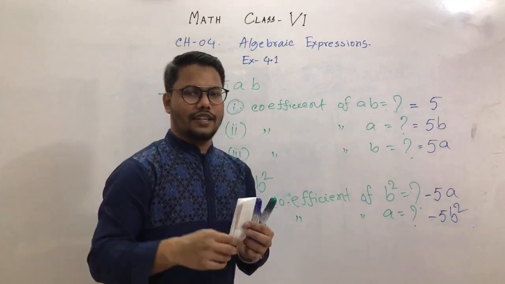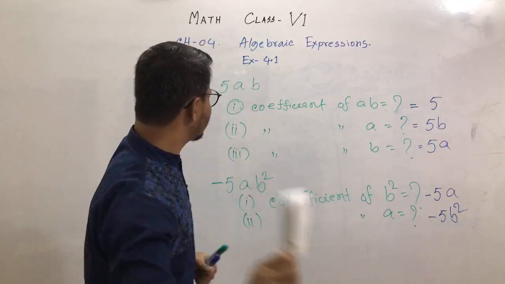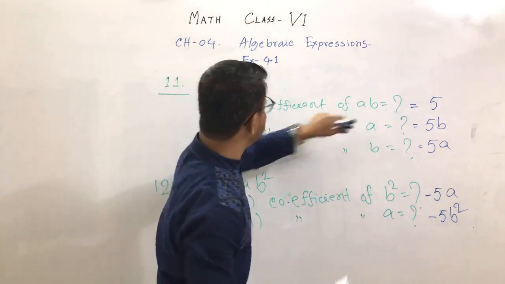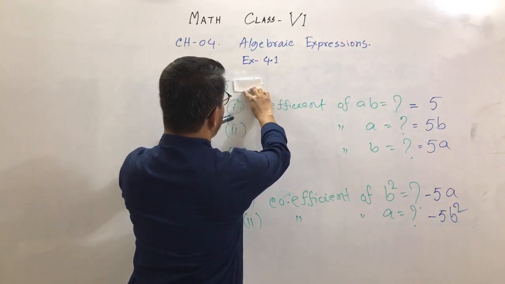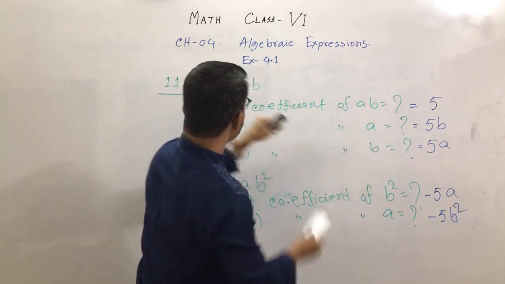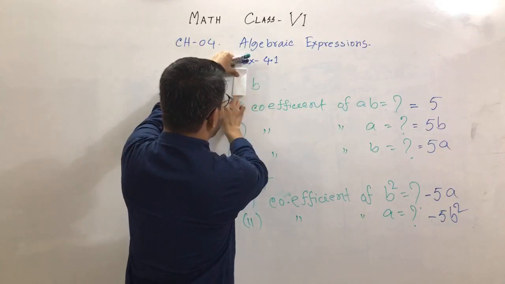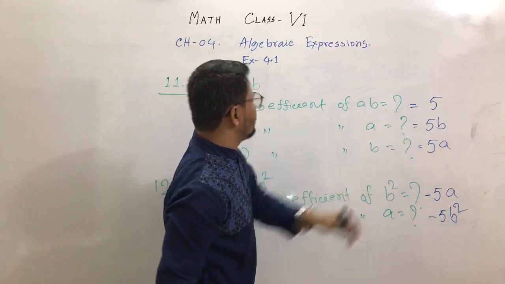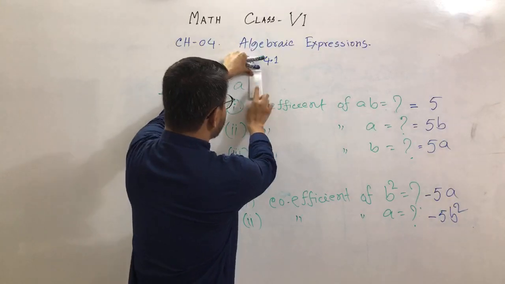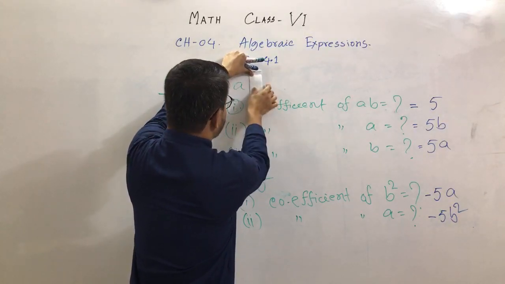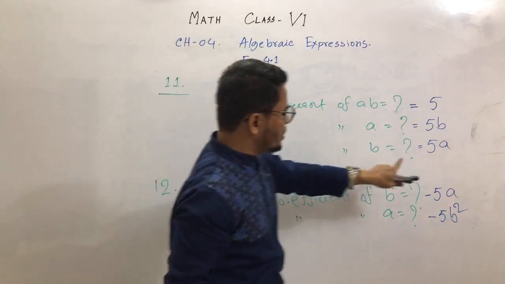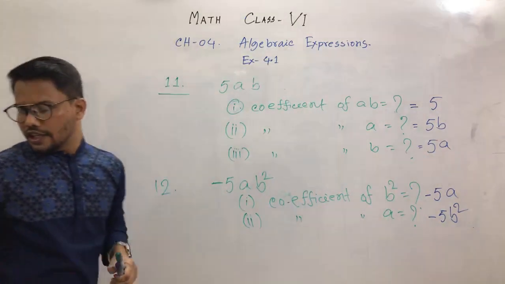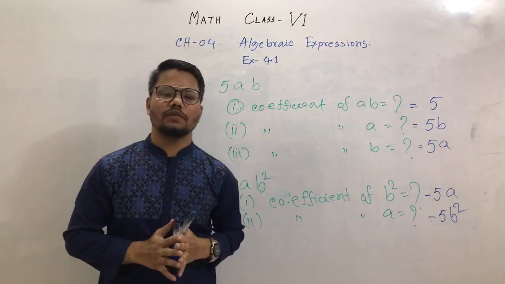Just take a paper or a scale and hide this number. The coefficient of AB, now hide AB: the 5 times. The coefficient of A, hide A: the remaining part, 5B. The coefficient of B, just hide B. Which one is remaining? The remaining one as a times, so this is 5A. So I think now the coefficient concept is okay to you.